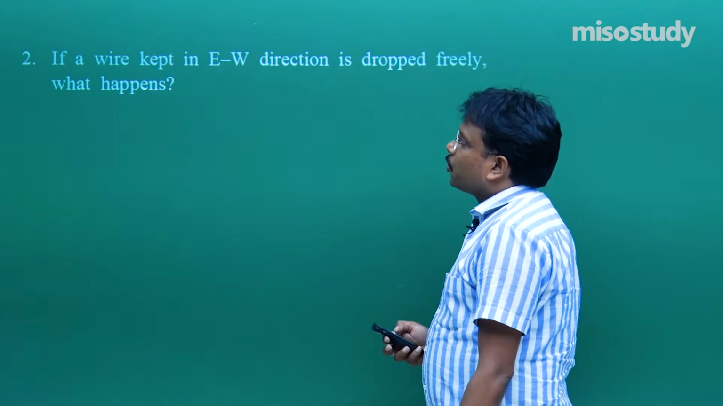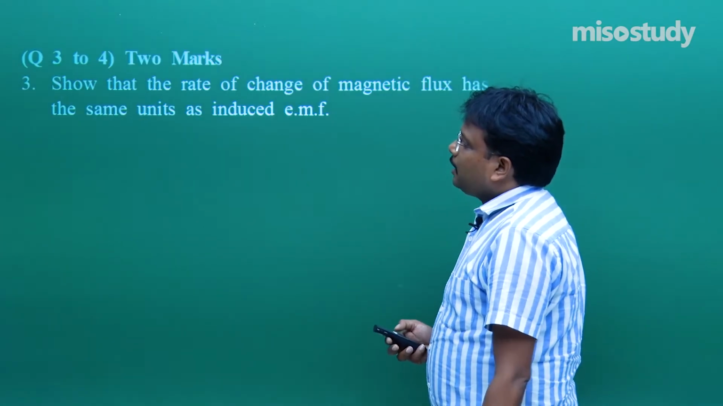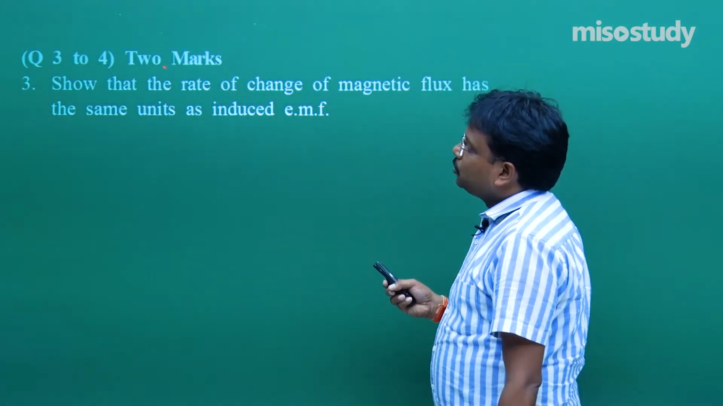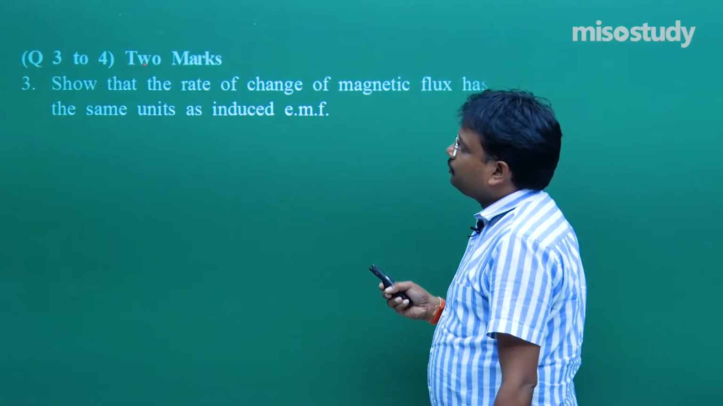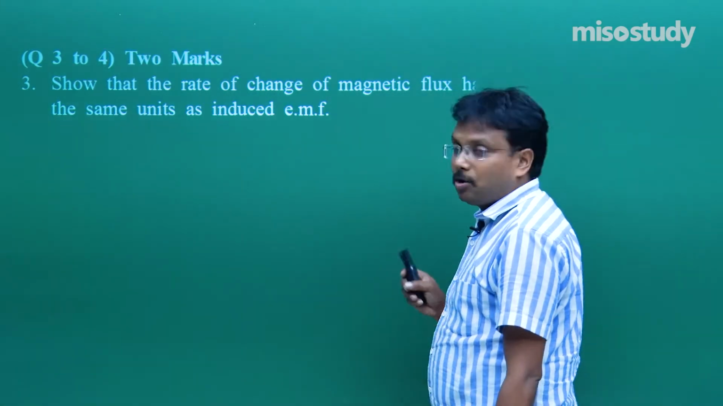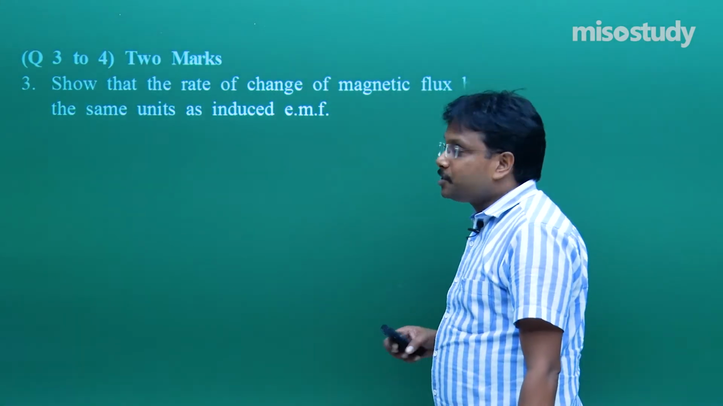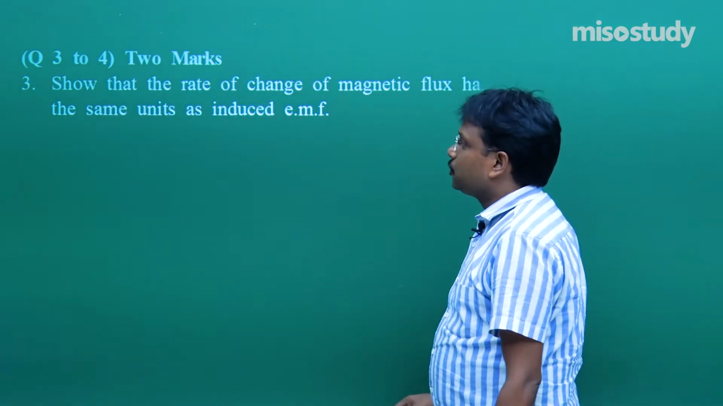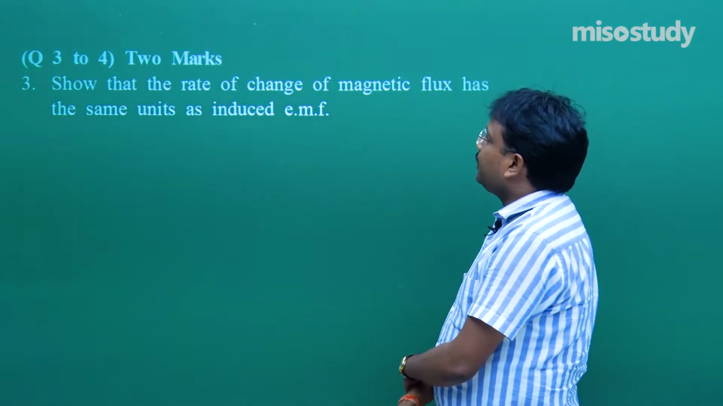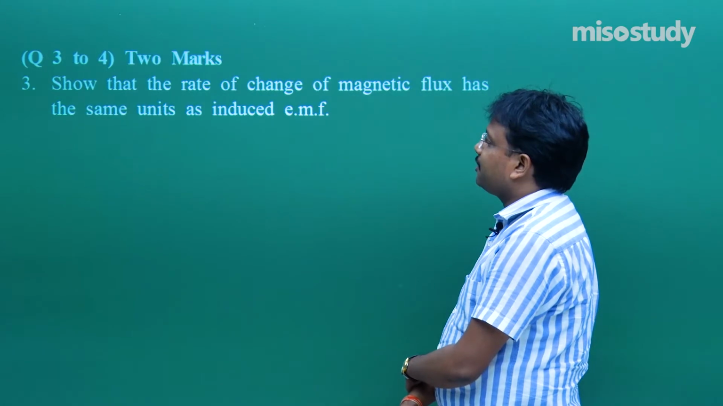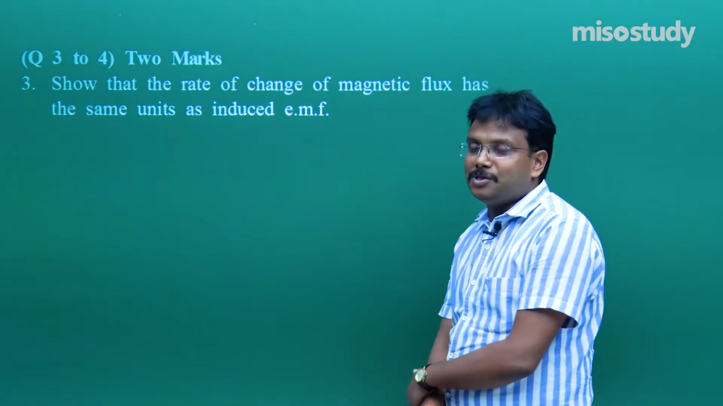Now it comes to question number 3, and in question number 3, 2 marks, and not only 3 but question number 4 also. So these two questions are for 2 marks each. Show that the rate of change of magnetic flux has the same units as induced EMF.